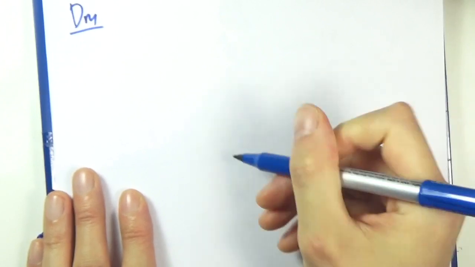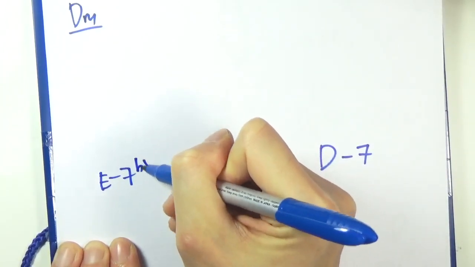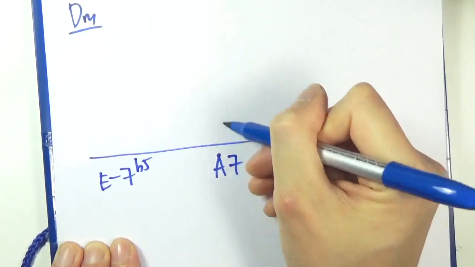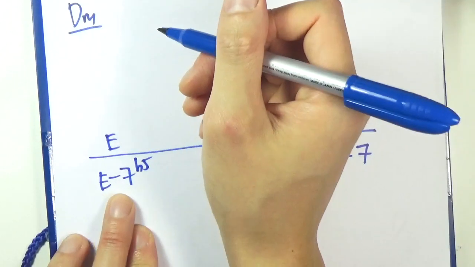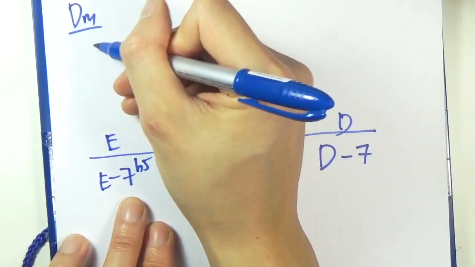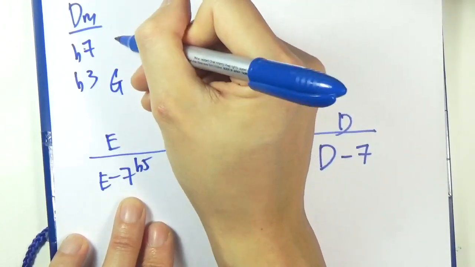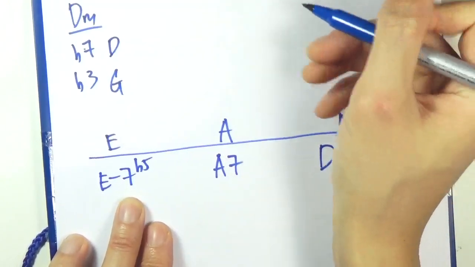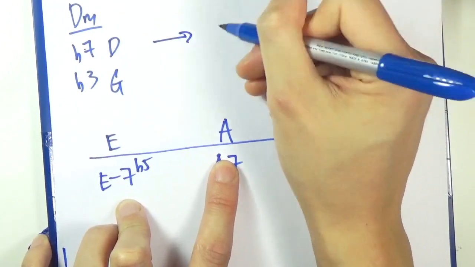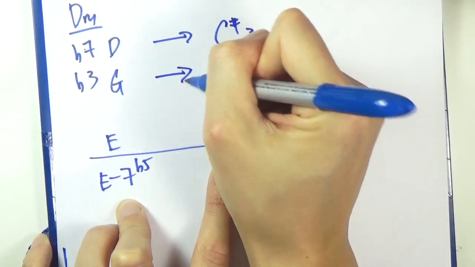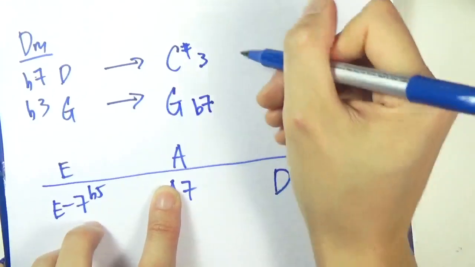D minor 7th, A 7th, and the E minor 7 flat 5. Root, root, root. Let's put 7th on top again. So you have flat 7 and flat 3, so G, and then flat 7 would be a D. 7th becomes the third. You need a major third here, so that's going to be a C sharp. Third becomes the flat 7 here, so that's a G.